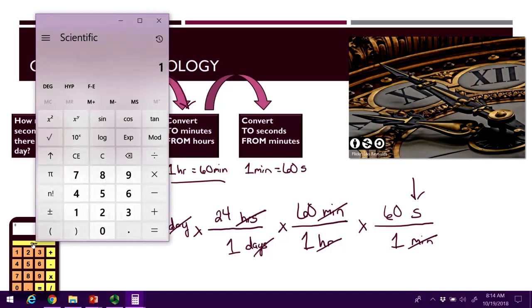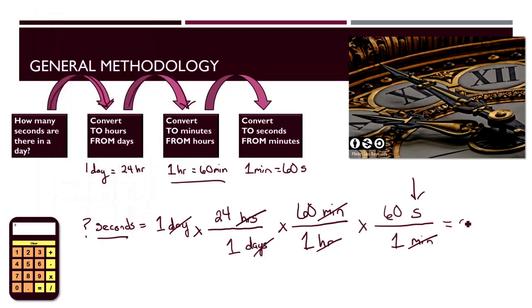All right, so I'm starting with 1, and then I'm multiplying it by 24, and then I'm multiplying that by 60. And then I'm multiplying that by 60 again. Okay? So 1 times 24 times 60 times 60 equals 86,400 seconds. Okay? How many seconds are there in one day? There are 86,400 seconds.